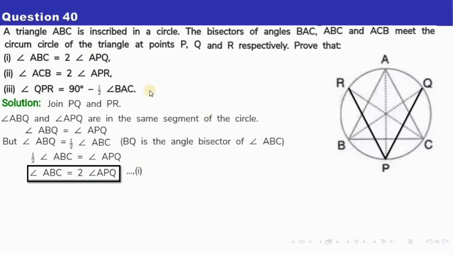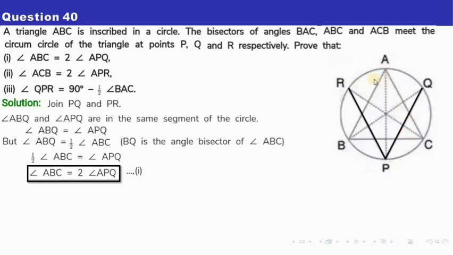Now the second one is also similar. In the second one we are interested in APR. So let us see where APR is. APR is here. AR is forming two different angles out here. If you see carefully, in the segment.